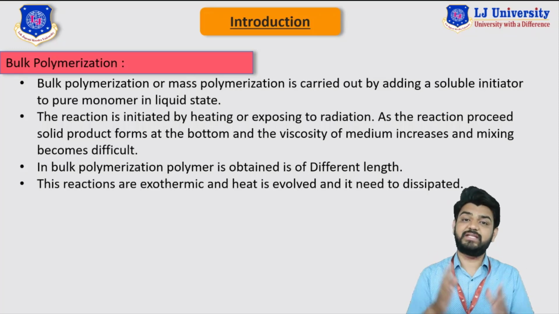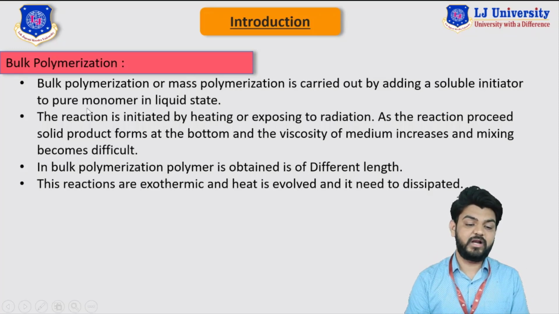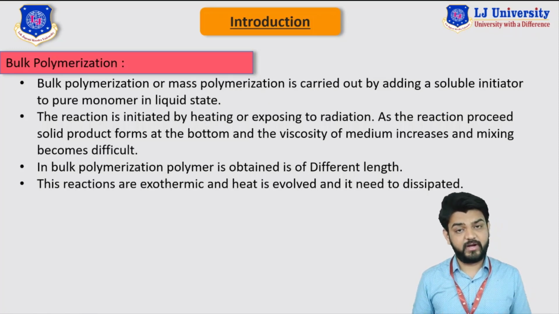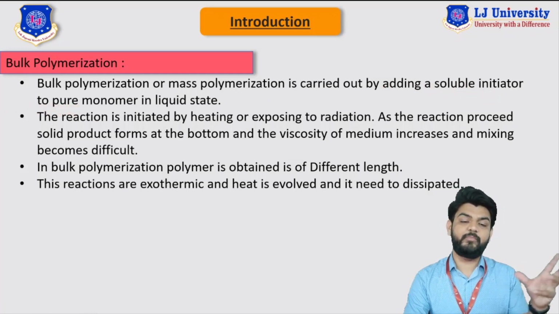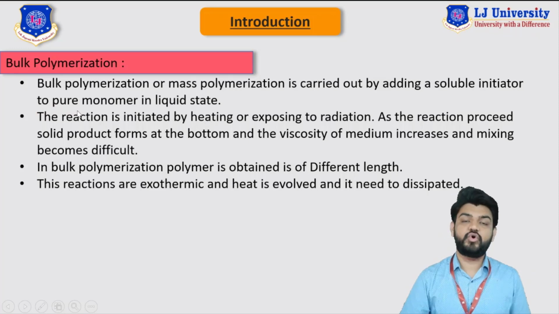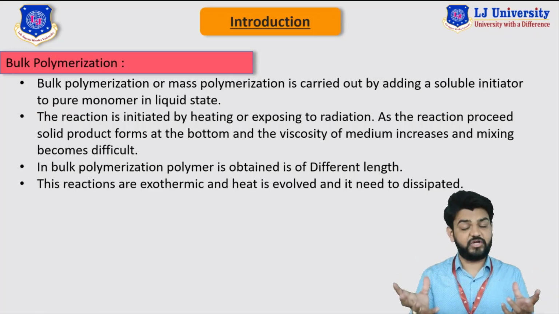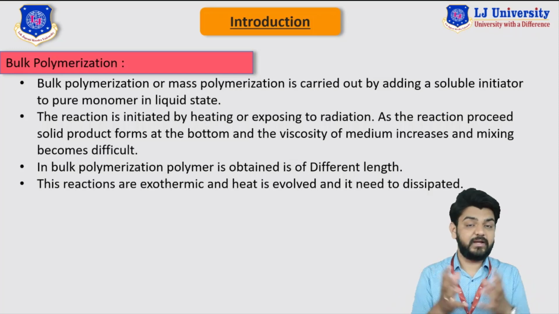So now, as you can see on the screen, this bulk polymerization technique can also be referred to as the mass polymerization technique, because we are going to deal with a bulk of monomer and initiator combined together, carried out by adding a soluble initiator to pure monomer in a liquid state. So our monomer and initiator both will be in a liquid state.